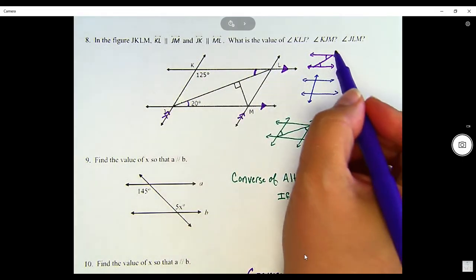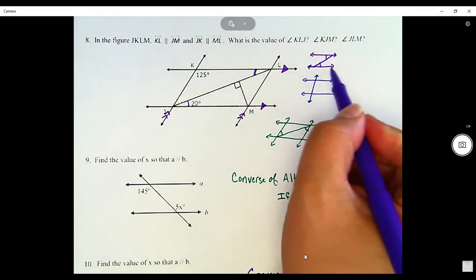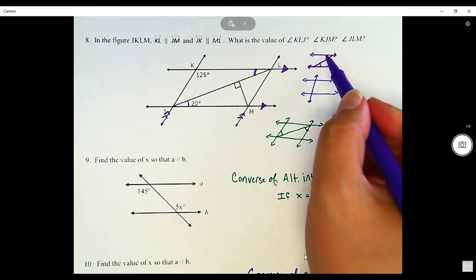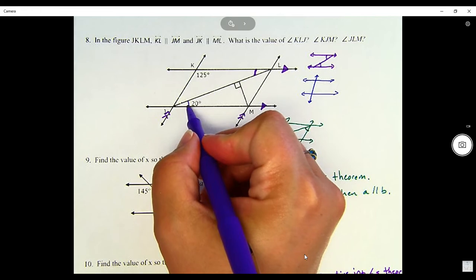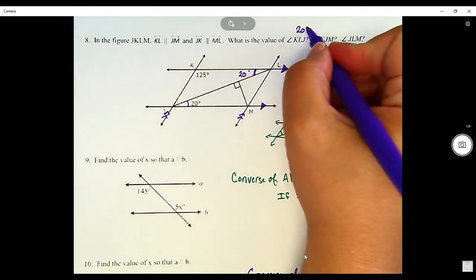Now, what I did to make it a little easier is I redrew just the important lines. And you can see that I have 2 parallel lines and a transversal, and that the angle that I'm looking for actually is alternate interior with this 20 right here. So this measure is 20 degrees.